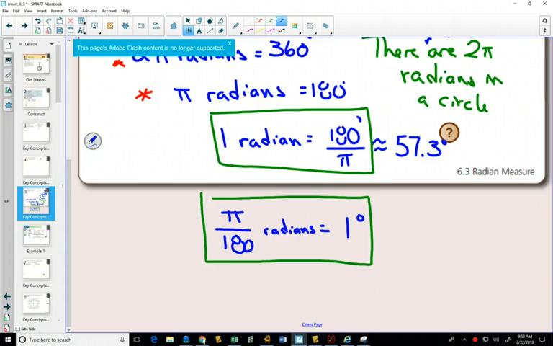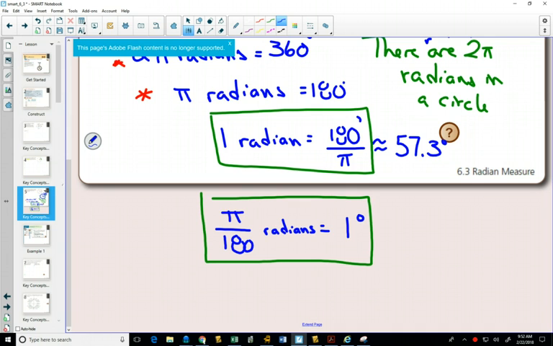And those two in the green boxes can help you figure out anything. If I wanted to find 5 radians, I could take the first box, multiply both sides by 5. If I wanted to find 5 degrees, I could take the second box, multiply both sides by 5. And 5 degrees is 5 pi over 180. So this will be our way to be able to convert from one to the other.